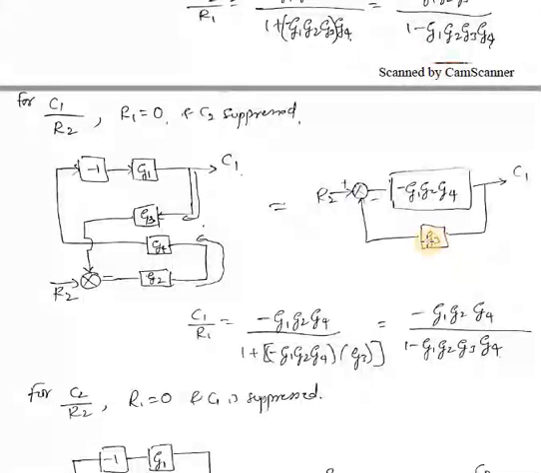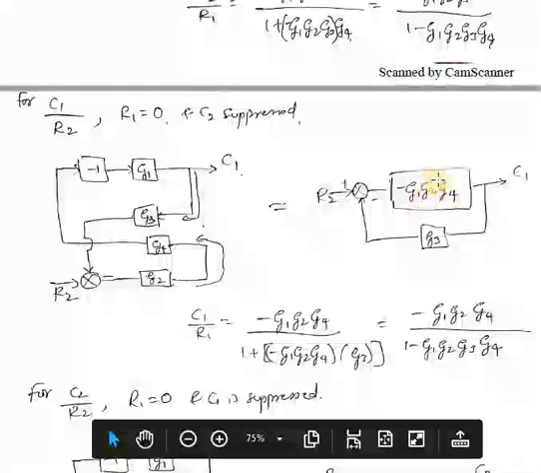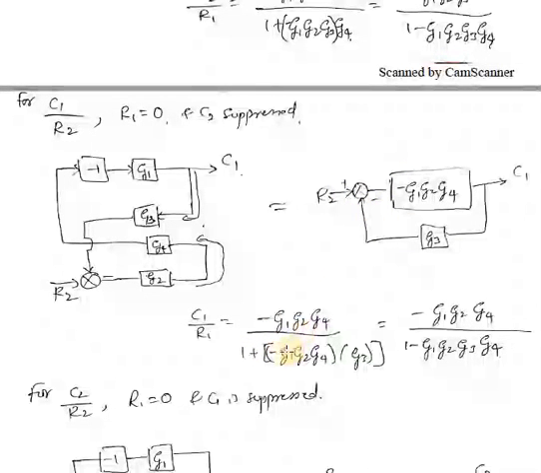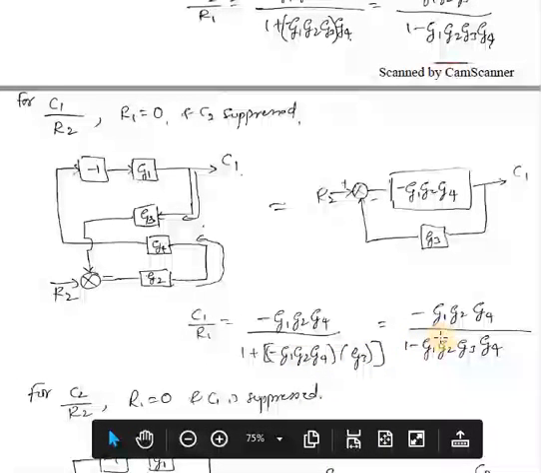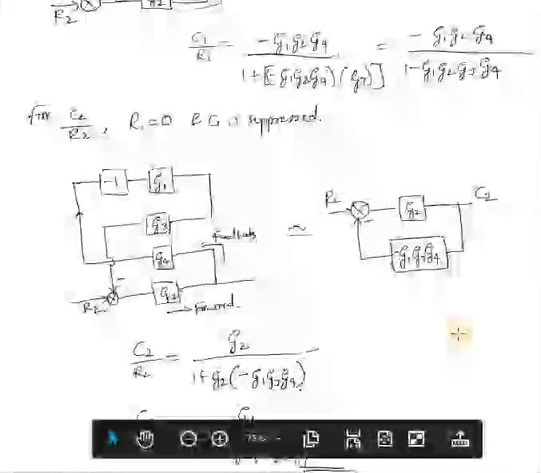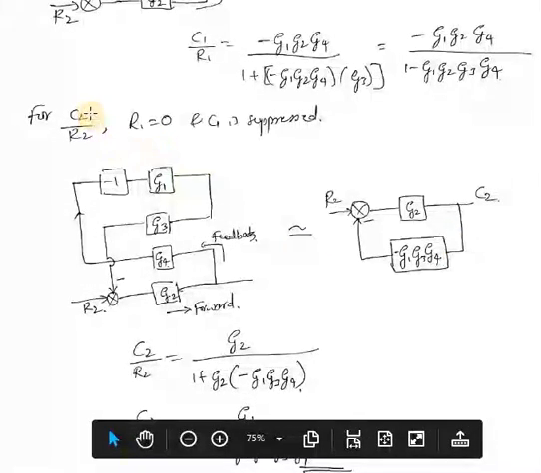Now write the transfer function as C1 by R2. In the numerator, the transfer function of the block which is in the forward path divided by 1 plus, because here you have minus. In the denominator, 1 plus the transfer function of the blocks G1, G2, G4 with negative sign into G3. So this is going to be the transfer function, that is C1 by R2 when R1 is eliminated and C2 is suppressed. Now for the fourth case, we have C2 by R2.